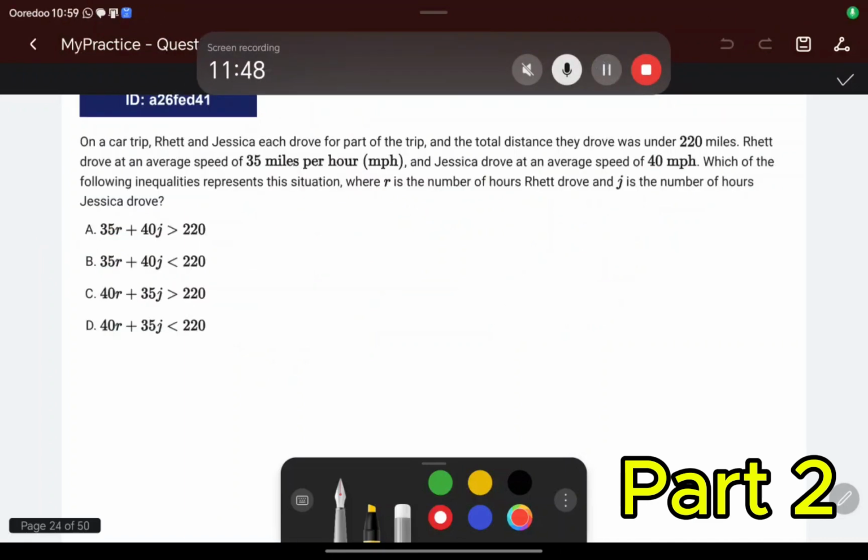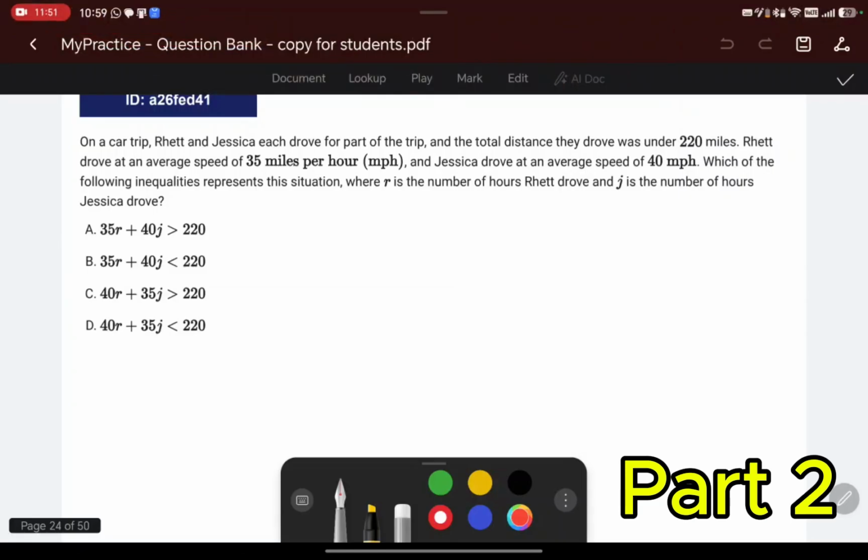Next question, it's D41. Okay. So here, on a car trip, Rahat and Jessica drove. The total distance they drove was under 220 miles. Under 220 means less than 220. Okay. Rahat drove at an average speed of 35 miles per hour. And Jessica drove at an average speed of 40 miles per hour. Which of the following represents the situation where R is the number of hours for Rahat and J is the number of hours for Jessica? So let's look at that.